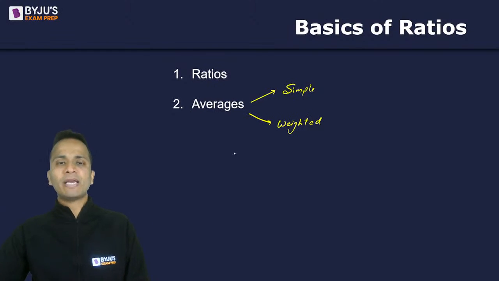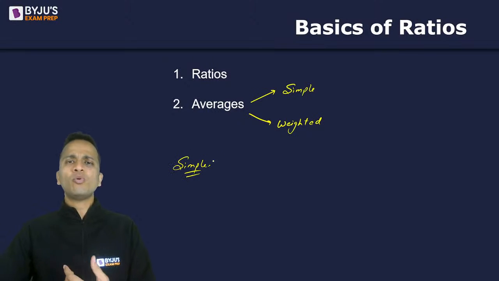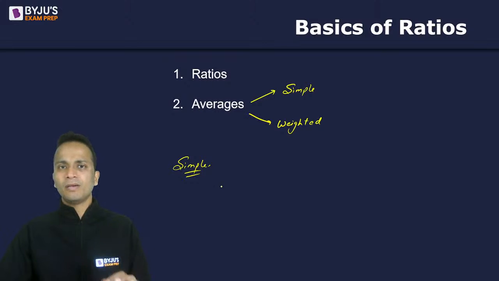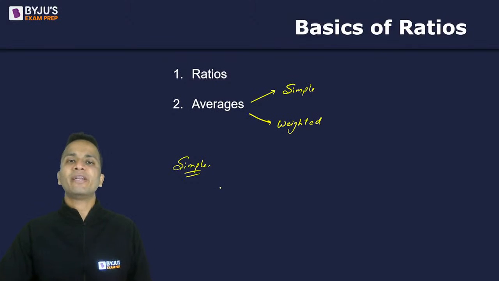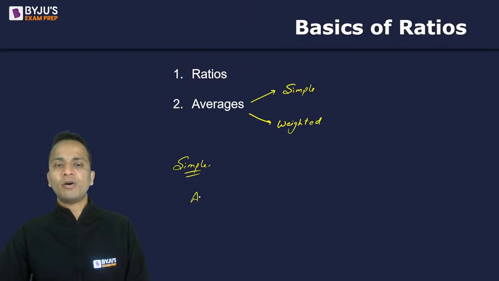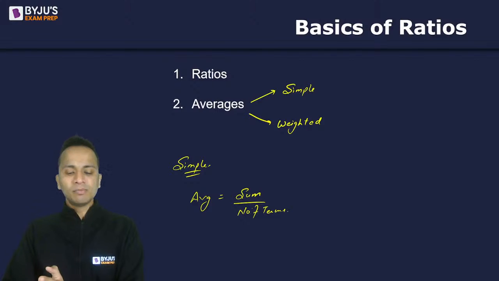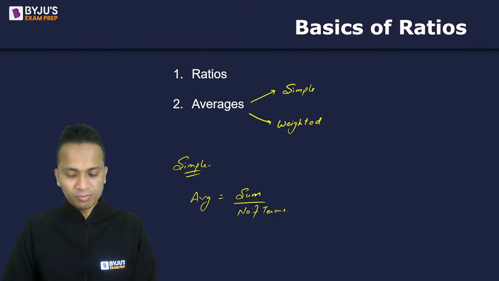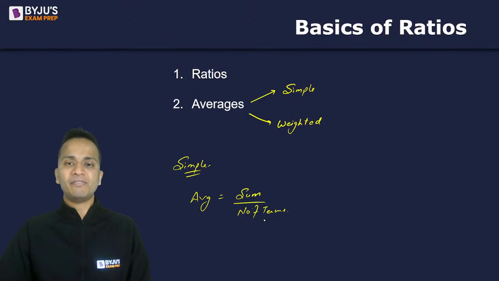So first of all, if I look at simple average, so in simple average, let's say you are given some numbers, individual numbers, and you have to find out their average. Okay. So average calculated in this manner is called the simple average. So the formula that will apply for average in this case will be sum of all the terms divided by the number of terms. Okay, so simply add all these terms and divide it by the number of terms and you will obtain the simple average.